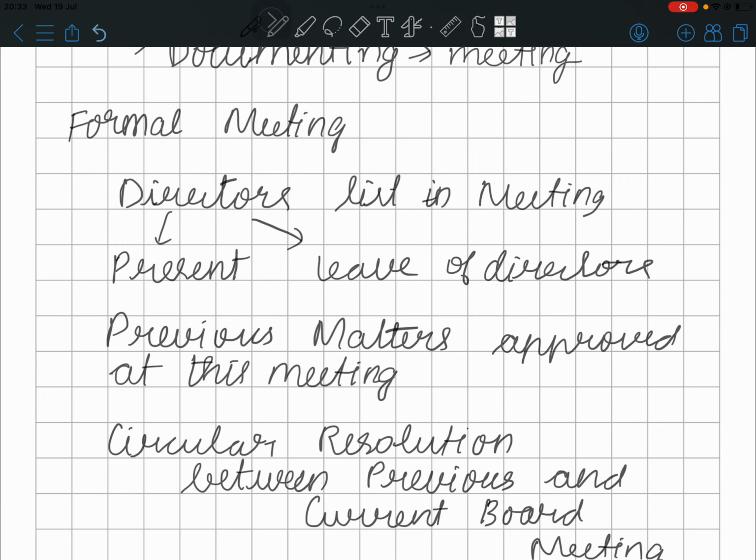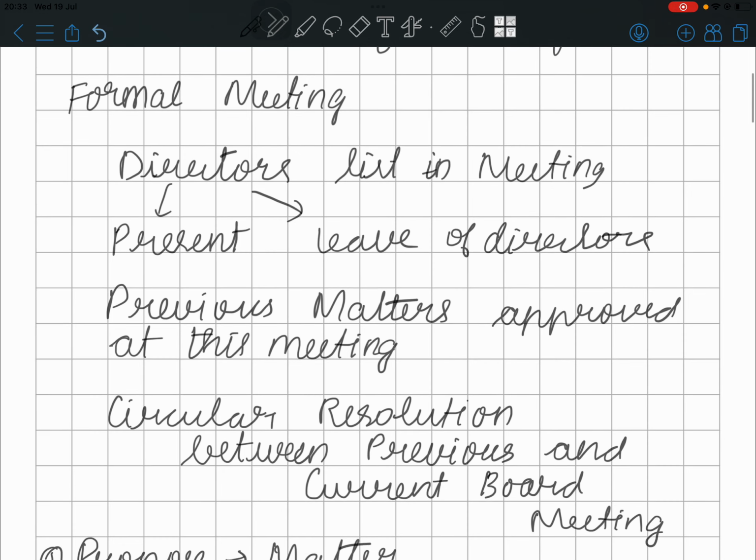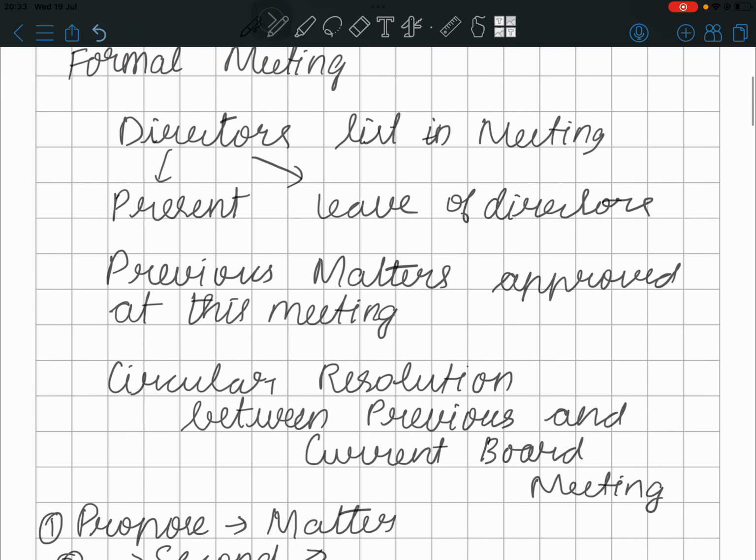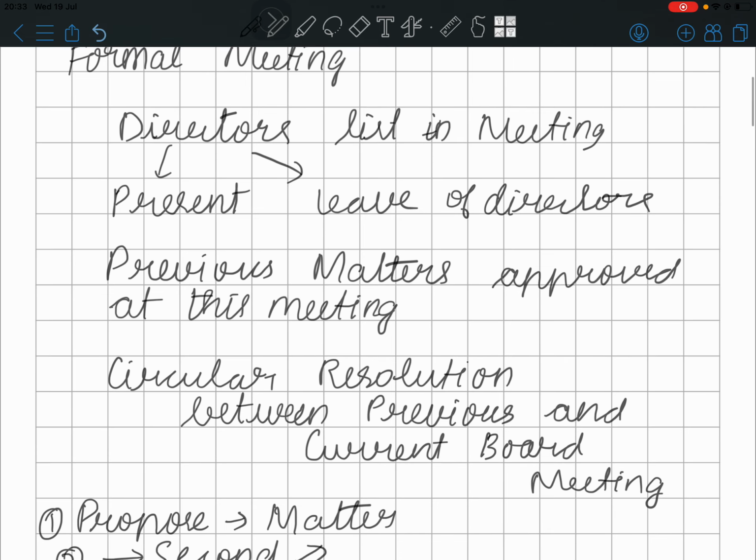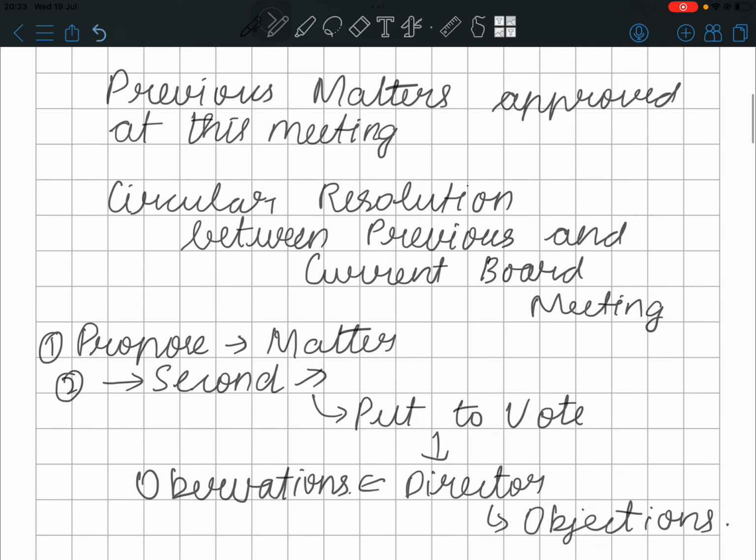The director list: which directors attended the meeting, out of how many directors, who is present and who is absent. First we come to the meeting. An introduction should be given, such as: sir, we discussed this in a previous meeting on this day, and now we are going to discuss this.